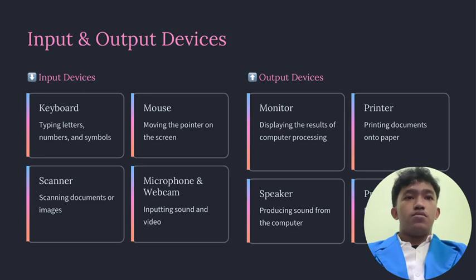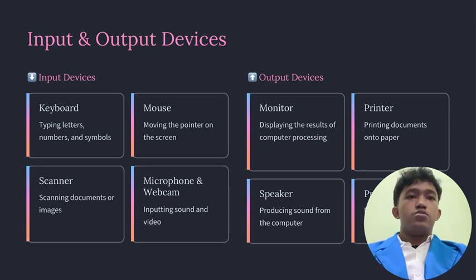Let's dig a little deeper into the two hardware groups we use most often. Input device, a tool for entering data. Keyboard, for typing letters, numbers, and symbols. Mouse, for moving the pointer on the screen. Scanner, for scanning documents or images. Microphone and webcam, for inputting audio and video.